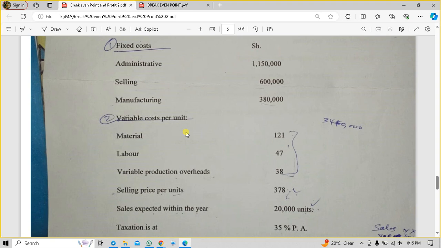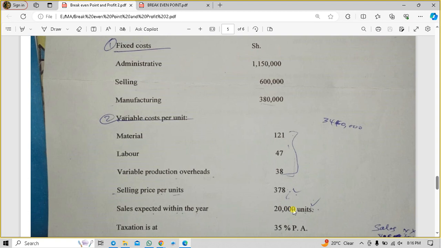The first step to do, we'll follow the same procedure. So where do we start? Kutafuta sales. So let's proceed.